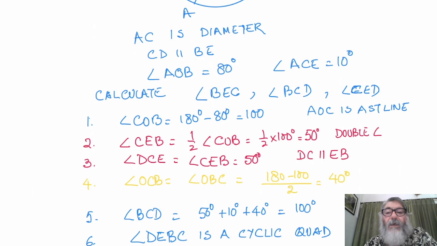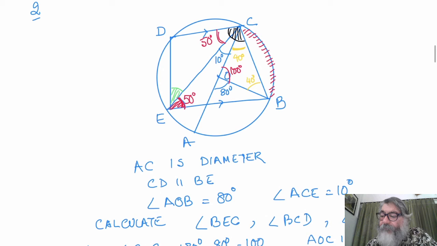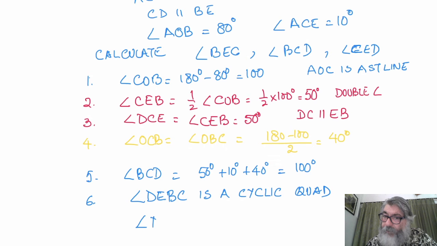Opposite angles of a cyclic quadrilateral are always supplementary. So that means angle E plus angle C should be equal to 180 degrees. I don't know the green part of this angle, but I can say DEB plus angle DCB should be equal to 180 degrees.